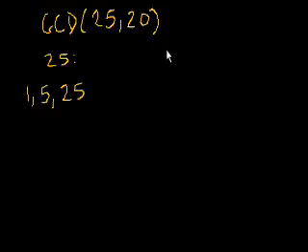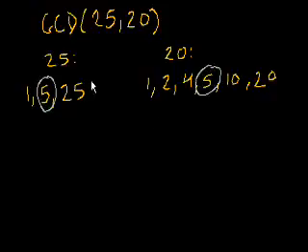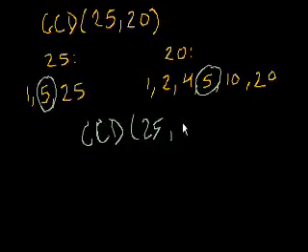And now we do the factors of 20. The factors of 20 are 1, 2, 4, 5, 10, and 20. If we just look at this by inspection, we see they both share 1, but that's nothing special. But they both have the common factor of, you got it, 5. So the greatest common divisor, or greatest common factor of 25 and 20, equals 5. Let's do another problem.